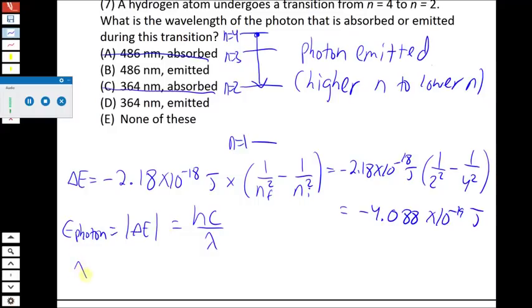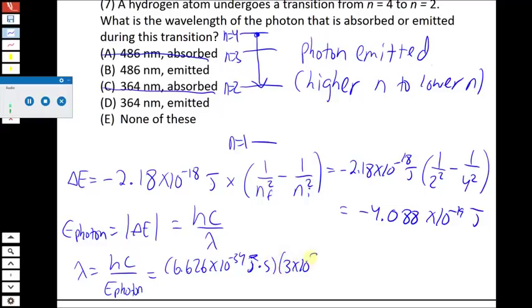We're going to solve for lambda, which is going to be equal to hc divided by the photon energy. And so h is that same constant that we saw last time a few times. Both of these constants are on your periodic table, so you're okay looking those up if you don't remember them. 3 times 10 to the 8th meters per second for c, and then we're going to divide that by the absolute value of this number, which is just taking off the minus sign, 4.088.